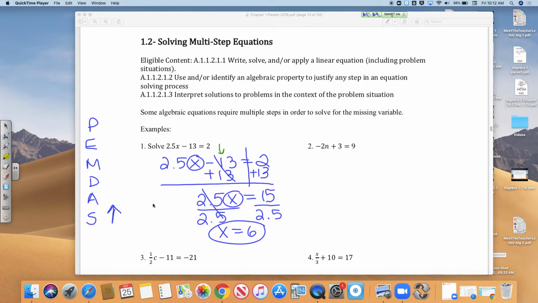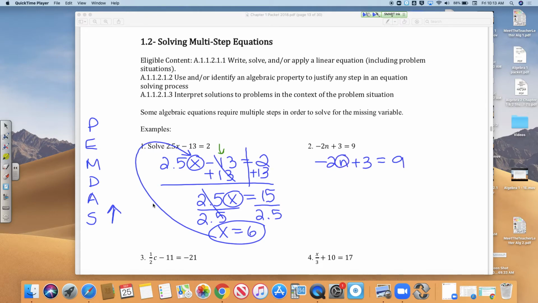You might be wondering, how can I check to make sure my answer is correct? Plug it back in for x. So you're going to take 6, replace it back in here for x, and see if it's true. 2.5 times 6 is 15, and 15 minus 13 is 2. We're good to go.